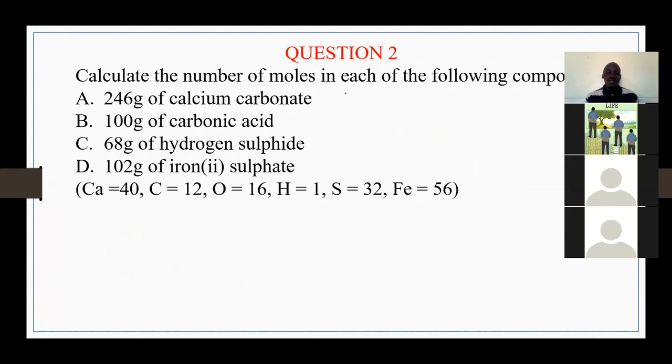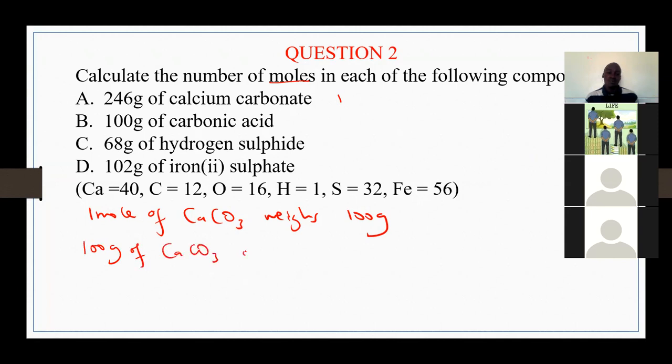Let's go back to calcium carbonate. If we are going to do part B and C, calcium carbonate, we have seen that 1 mole of calcium carbonate weighs 100 grams. But now I prefer putting what we know on the left and what we don't know on the right, because we are going to calculate number of moles. So I can say that 100 grams of calcium carbonate contain 1 mole.